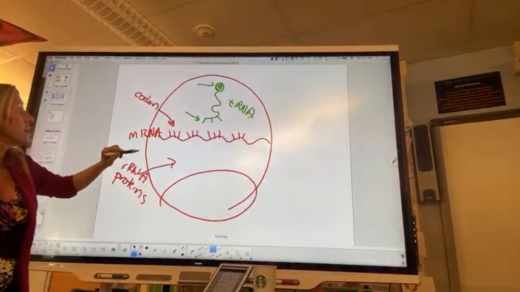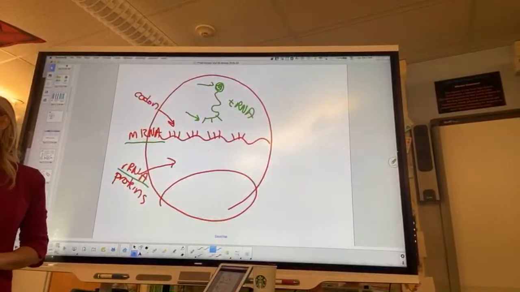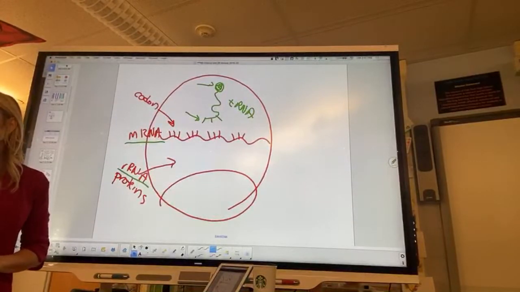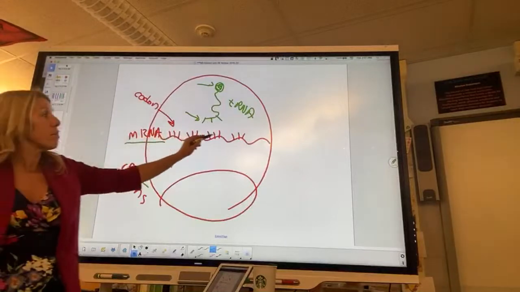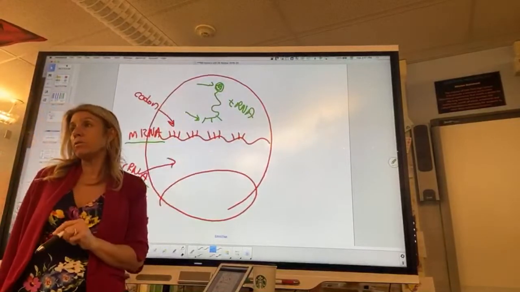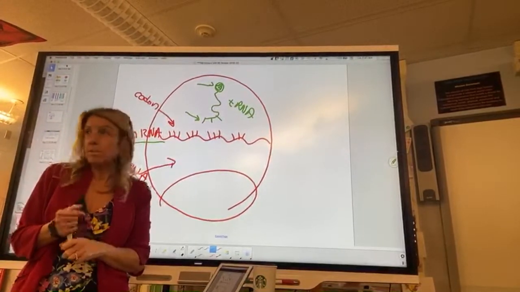So the tRNA, the mRNA, and the rRNA all got transcribed in the nucleus in a eukaryotic cell. But they all serve different purposes. It's only the mRNA that is translated into a protein. The tRNA is a worker and the rRNA is a worker. Does that make sense to you?